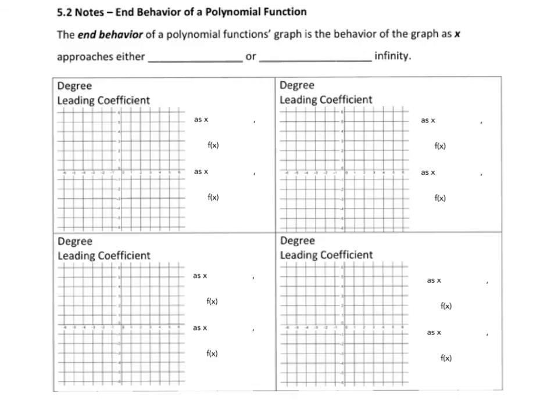Now we're going to talk about something about end behavior, and the key word really is that word end. Okay, we're going to be talking about this a lot. This is also we can call curve sketching. The end behavior of a polynomial function's graph is the behavior of the graph as x approaches either positive or negative infinity.